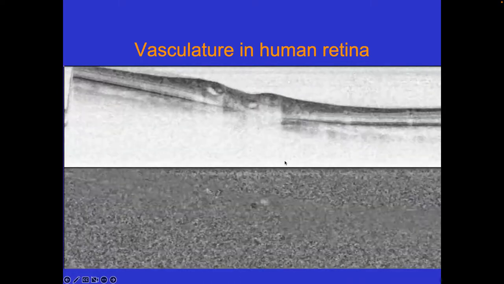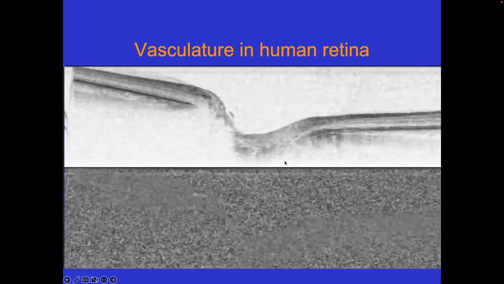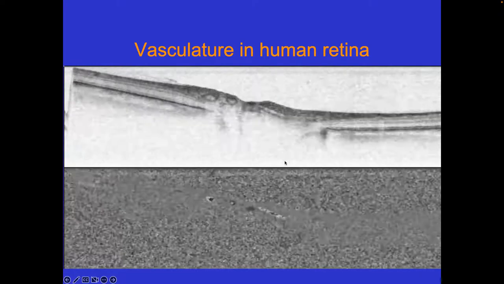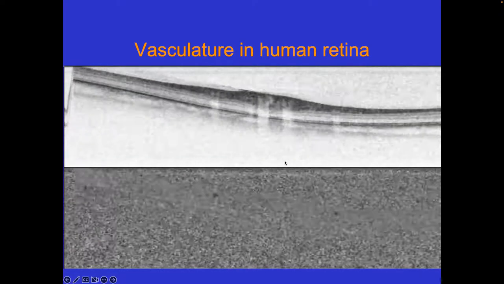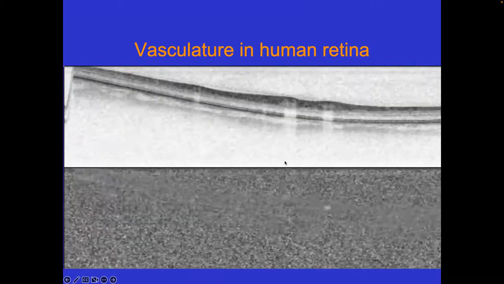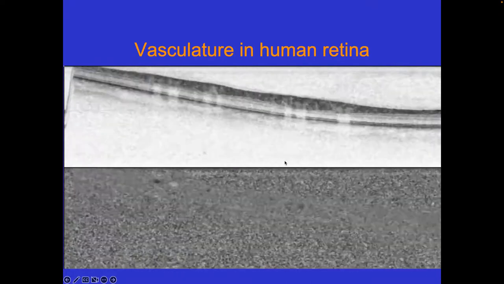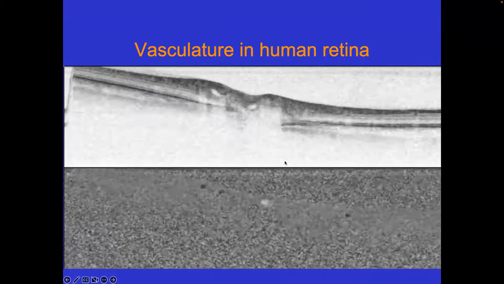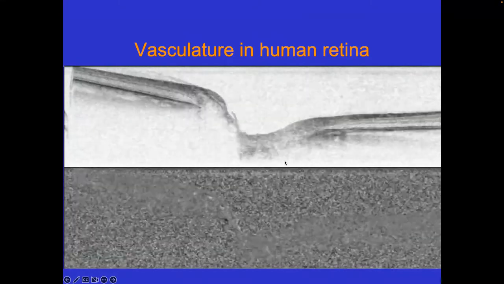So the white and the black dots are just veins and arteries. I'm not sure that it's always that white is a vein and black is an artery. It really depends on the direction of the flow.